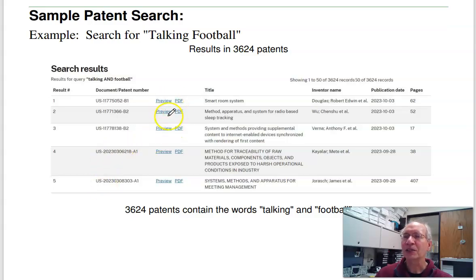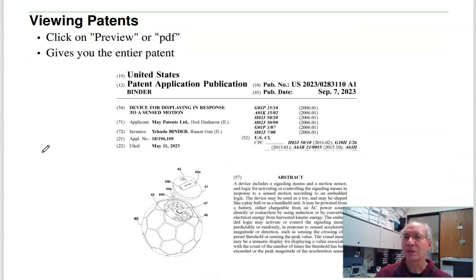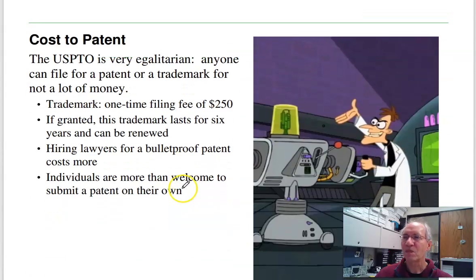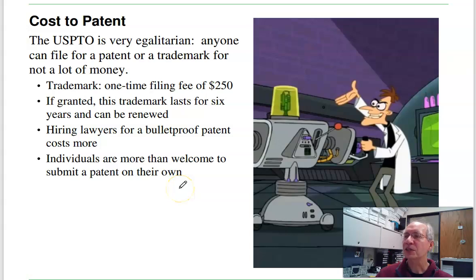I can see the patent, preview it, I can download the actual full patent, who it was issued to, how many pages are in it. You have access to all the patents. Click on it, you can see what the patents are. For example, here's one talking football. It's got the name, the date, the patent number, description of it. So patents are free and available to anybody with access to the web.